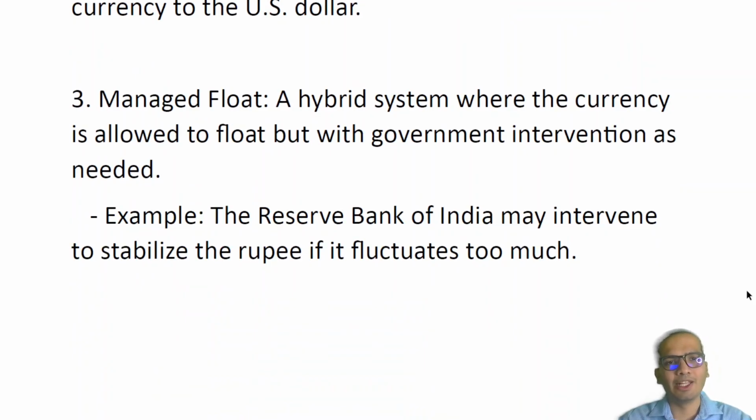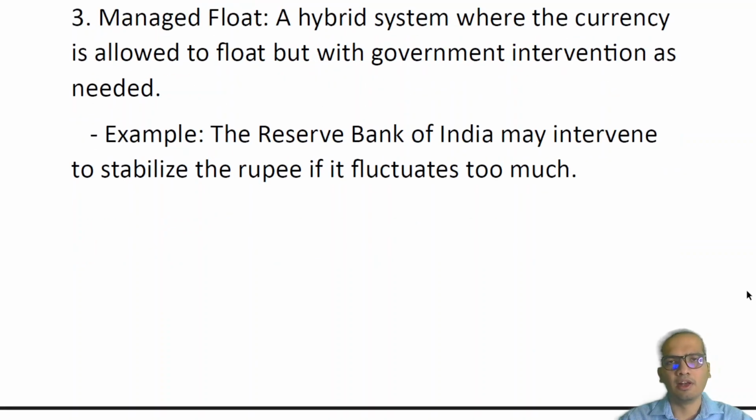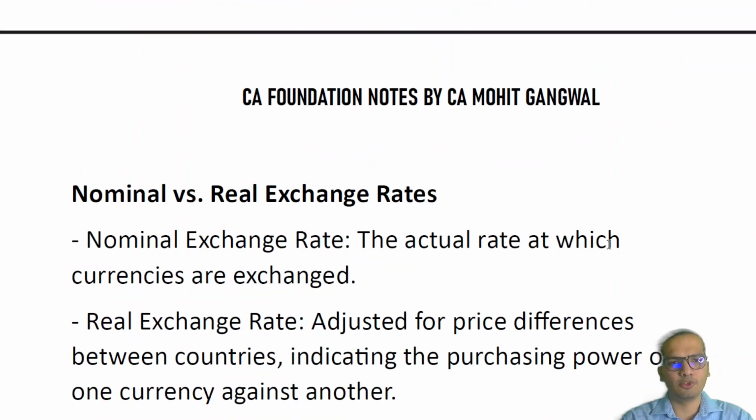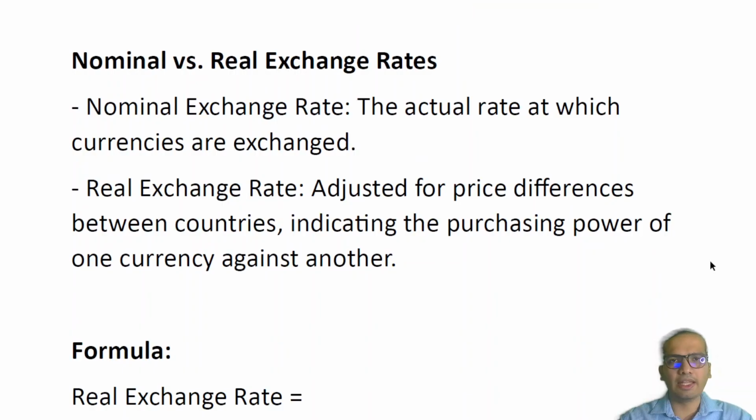Third comes the managed float. It's a hybrid system where the currency is allowed to float, but the government intervenes as needed. Example: the Reserve Bank of India (RBI) may intervene to stabilize the rupee if it fluctuates too much. So if there is much fluctuation, with prices very high and very low, the RBI may intervene and try to manage the rates if possible.